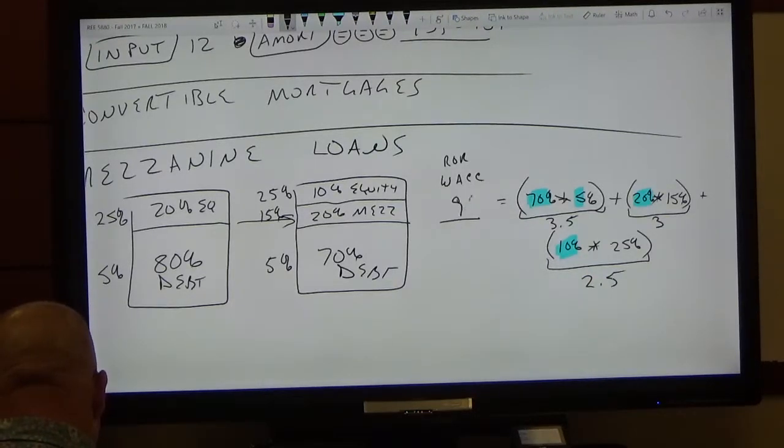Okay, overall is going to be 9% as our weighted average cost of capital for the deal as a whole. Does that make sense, everybody? Yes or no? Yes. Okay.